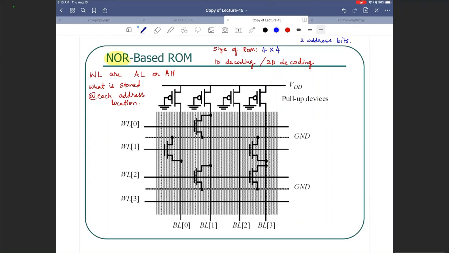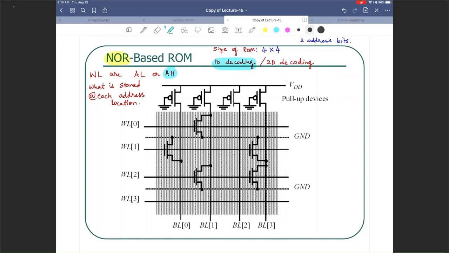Next, do I have one-dimensional decoding or two-dimensional decoding? Note, when you do a two-dimensional decoding, you are selecting one row and one column, which means that you get only 1 bit as the output when you read it. In this case, we are getting 4 bits when you read the ROM, which means this is going to be one-dimensional decoding. So let's highlight that. Next, are the word lines active low or active high? Now, there is no good way of knowing this unless we actually analyze the NOR-based structure. So right now, I'm just going to start off by telling you the answer, and then we will validate that as we analyze the NOR structure. So the word lines in this case are actually active high word lines.